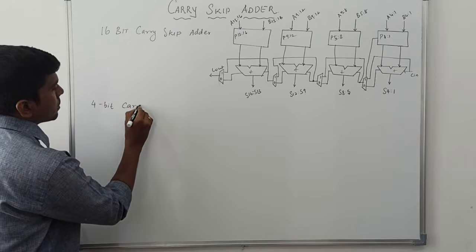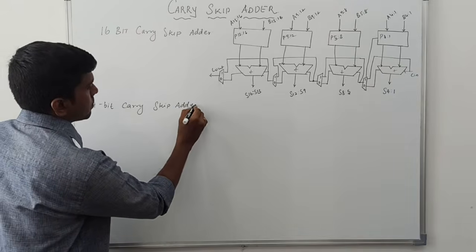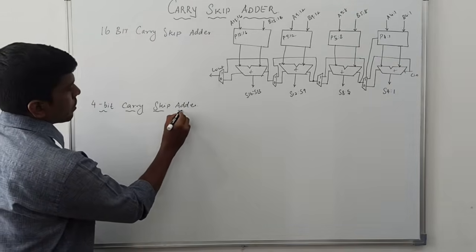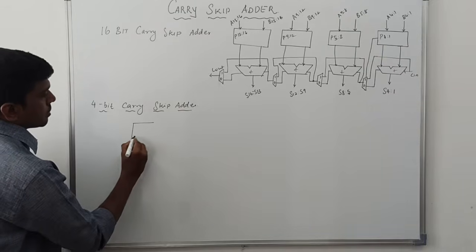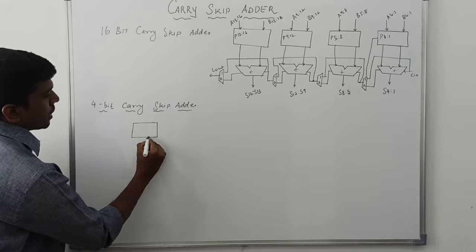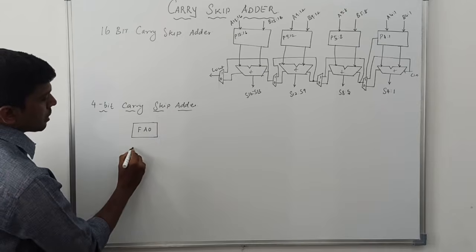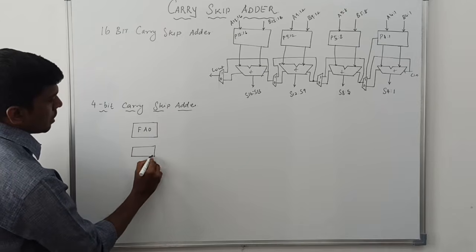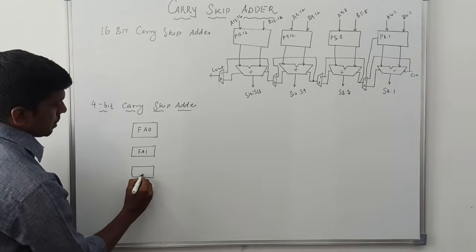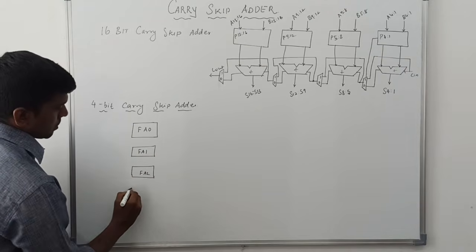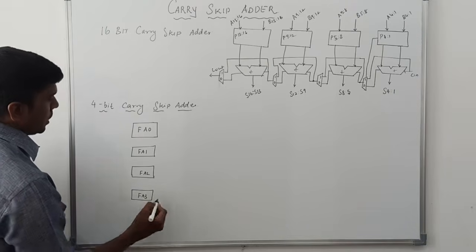So 4-bit carry skip adder. First I draw the schematic diagram for a 4-bit carry skip adder. In this schematic diagram we need 4 full adder circuits. The first full adder is called FA0, and the second full adder FA1, then FA2, and the final one FA3.